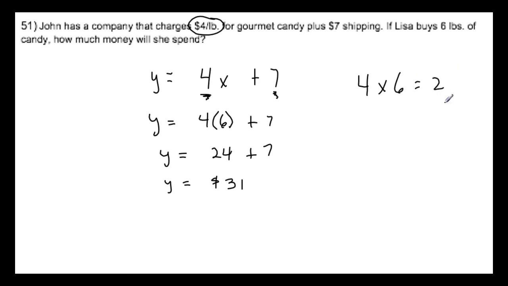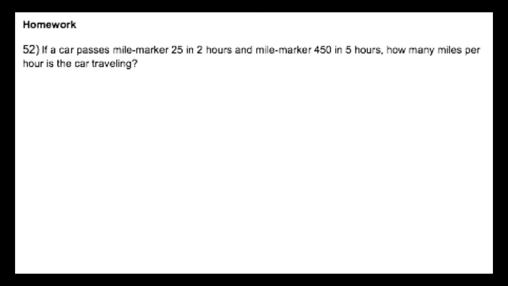You know it was $24. And then we know she added $7 for shipping. So we didn't have to write an equation. But what the equation does is helps us to figure out a total amount if we change the number of pounds. All right, so now 52 is the same as 47.